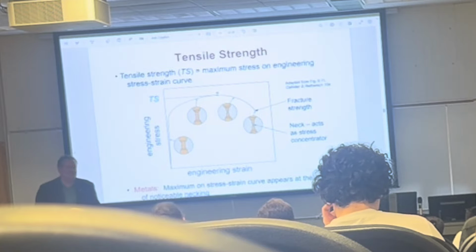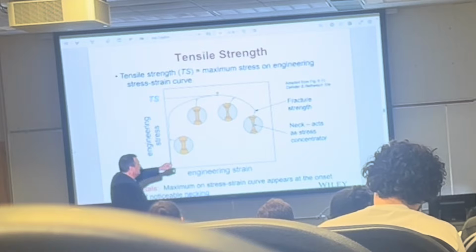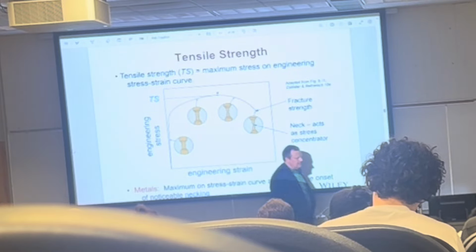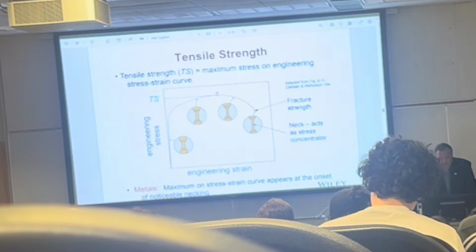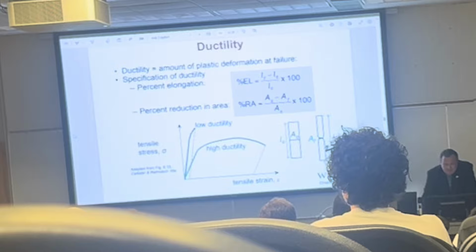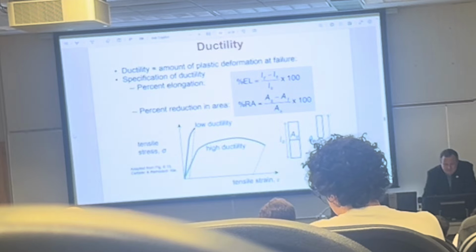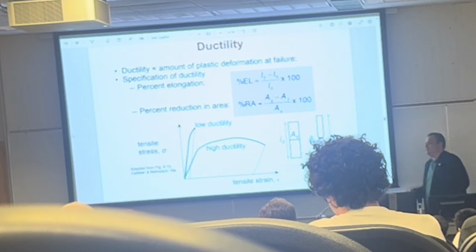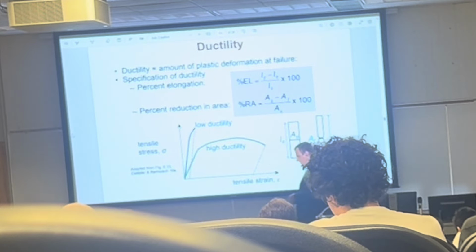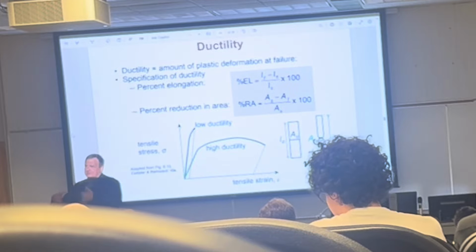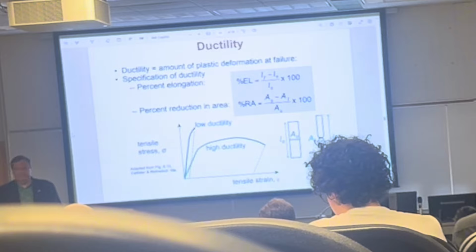So this necking happens due to shear, and eventually it breaks at this neck. We're going to discuss that. Ductility is the measure of the amount of plastic deformation in the material. There are two ways to measure it. One is in terms of the length of the sample when it fractured, and the other is in terms of the cross-sectional area when it fractured.